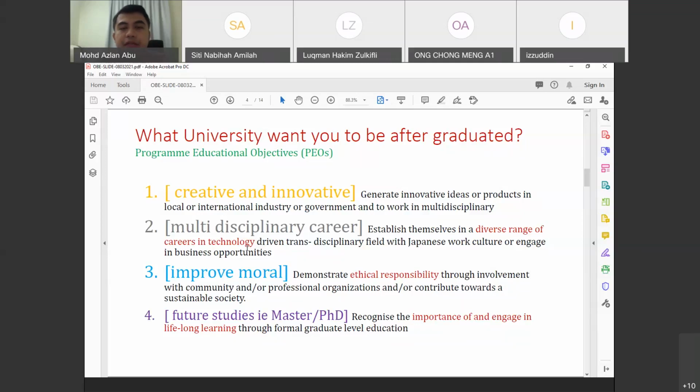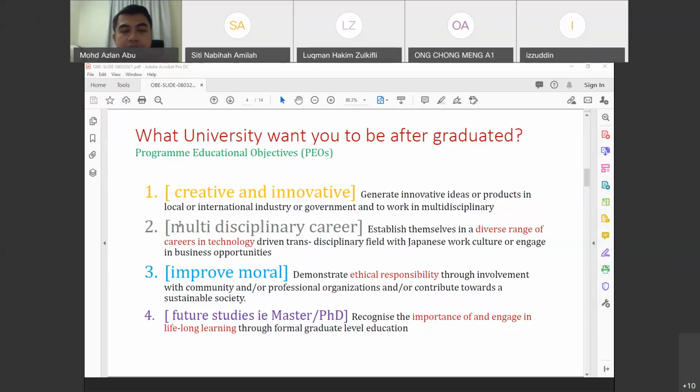For example, first PEO, the university wants you to become creative and innovative, where you can generate innovative ideas or products in local or international industry or government, or to work in multidisciplinary teams. So you don't have to fulfill all. You don't have to work in local, international, government, and so on. But you can work in one of those industries.